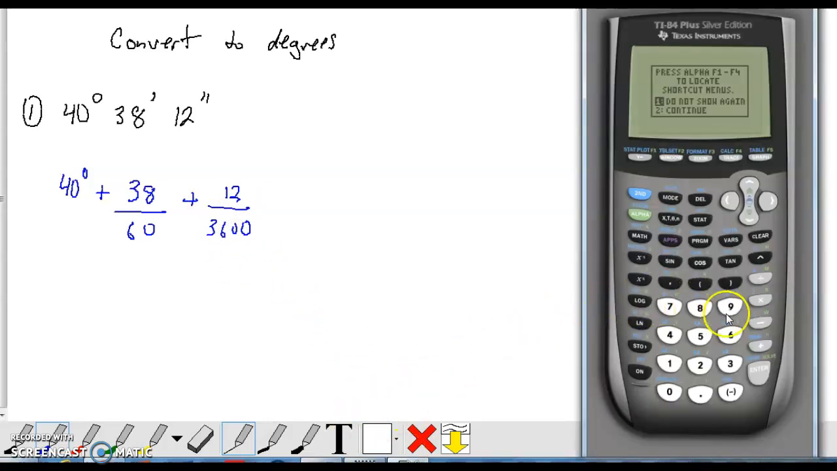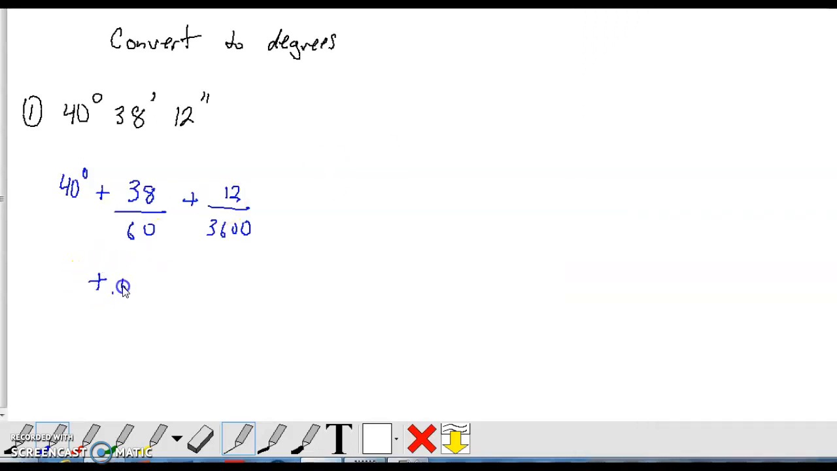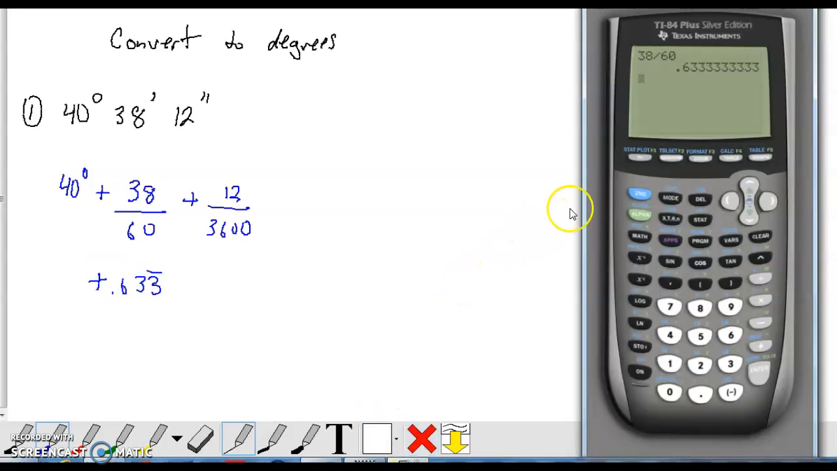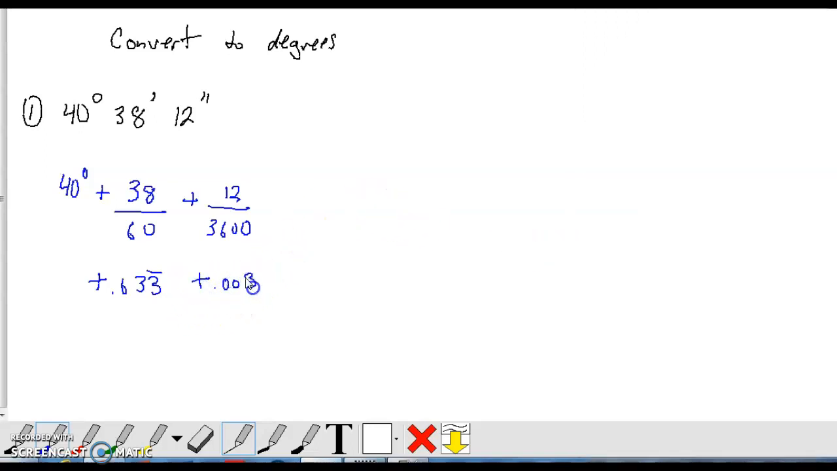So let's come over to my calculator and check it out. So 38 divided by 60 gets us 0.633, so plus 0.633. Again, it has a bar over it, so we can't write out all the 3's, but we can do our best. And then we're going to say 12 divided by 3,600, and again we get 0.003, with the bar over it, and this is 40.